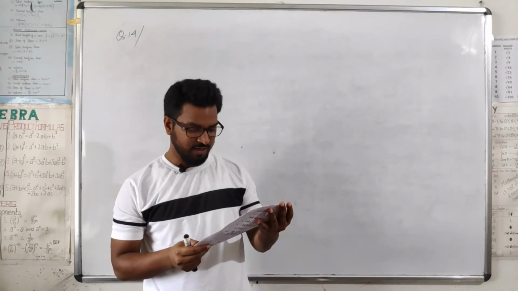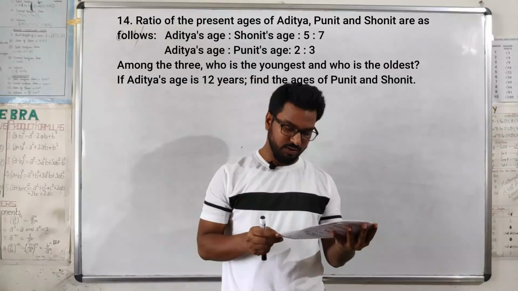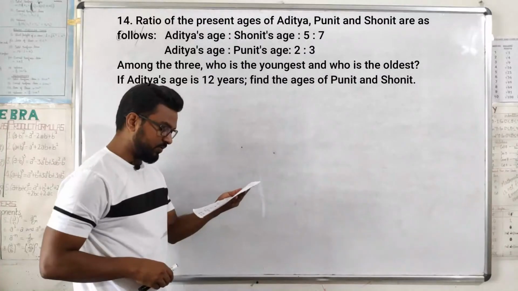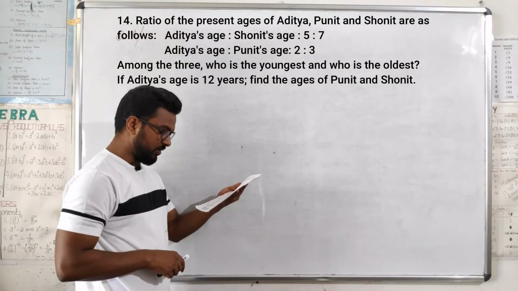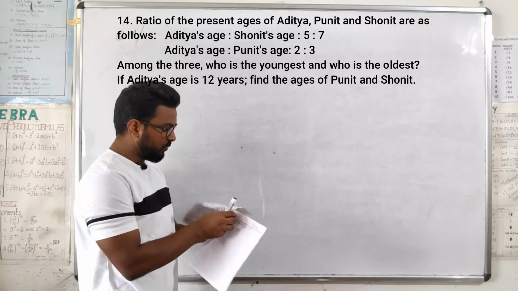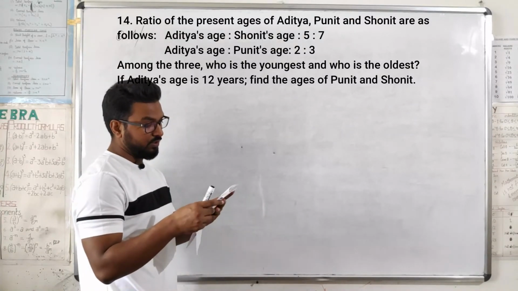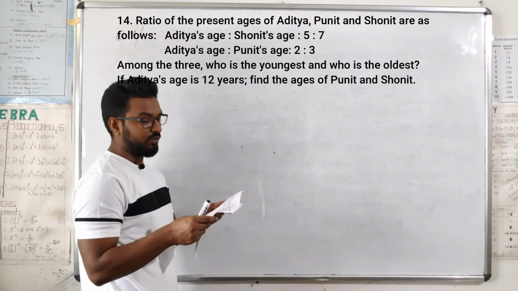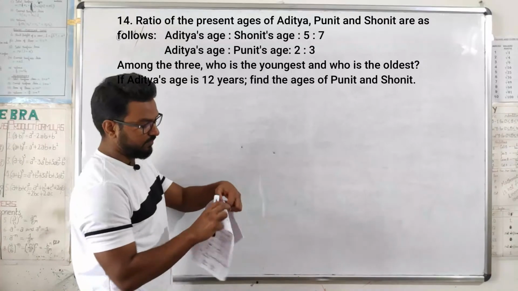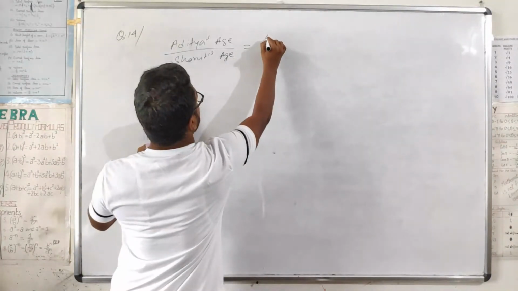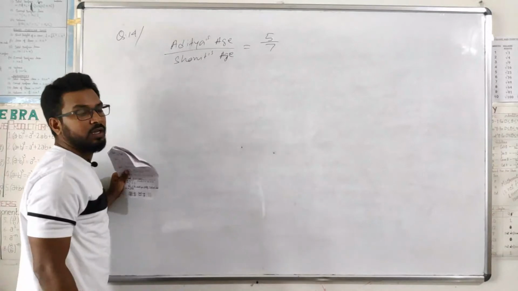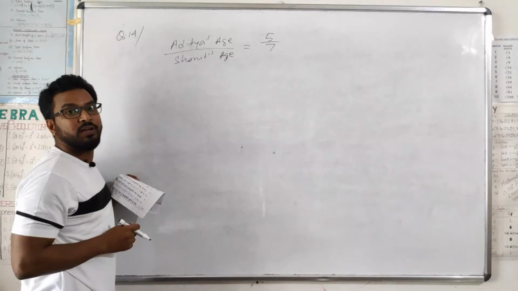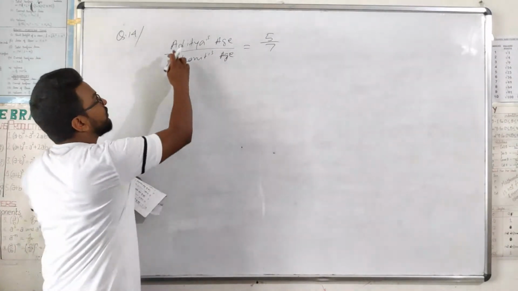Next question is given. Ratio of the present age of Aditya, Punit and Sonit are as follow. So ratio of Aditya and Sonit is 5 is to 7. Aditya age and Punit age is 2 is to 3. So what do you have to find? Among the three, who is the youngest and who is the oldest? If Aditya age is 12. Okay, the age of Aditya is given.